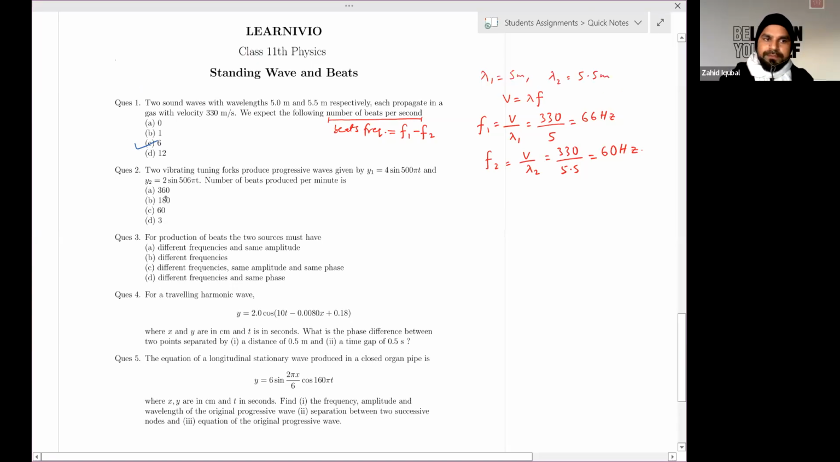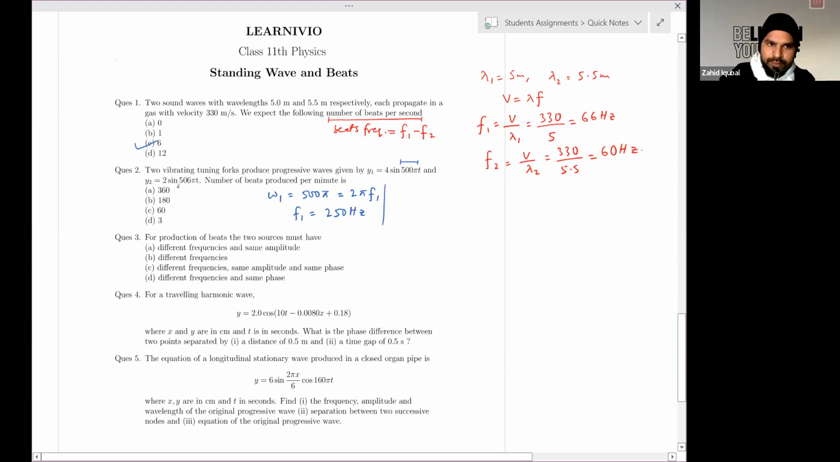Now question number 2. Two vibrating tuning forks produce progressive waves given by this. So in first, we have 500 pi as omega. So omega equals 500 pi, equated to 2 pi f. So you'll get f1 equals 250 hertz.